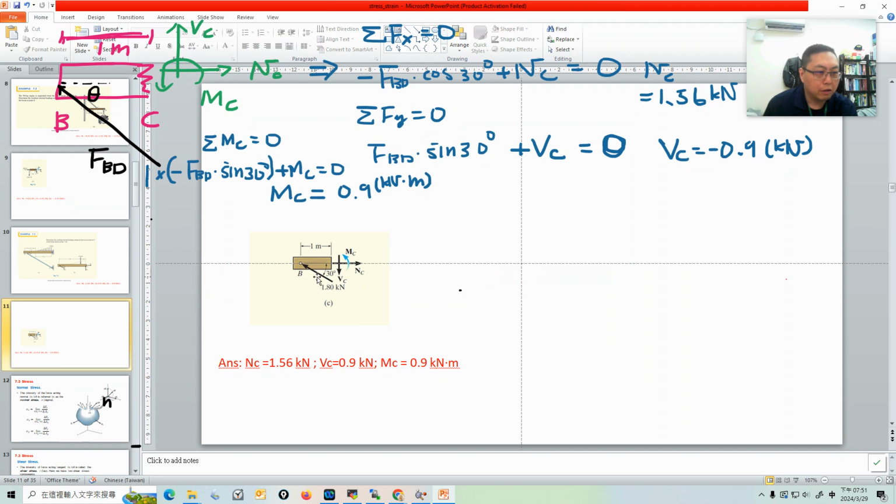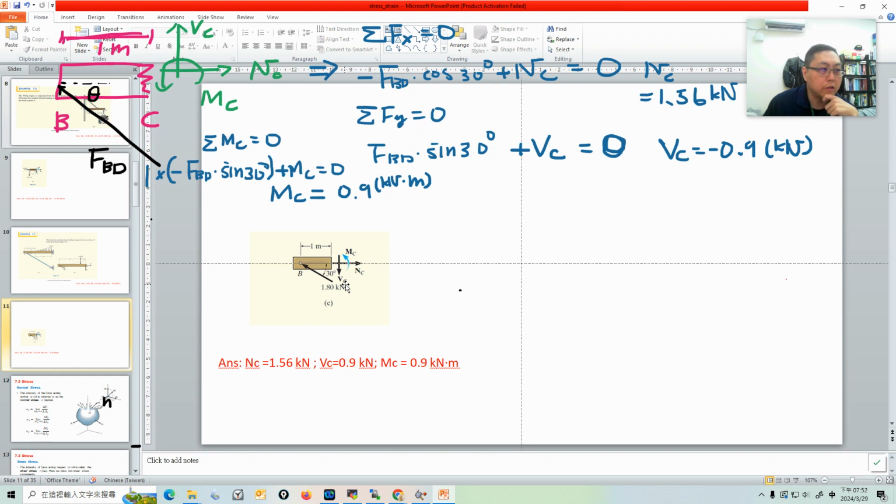This is the assumption from the textbook. The textbook also calculates from the left. We are on the same page, calculating from the left. But let's see its initial assumption. Its initial assumption is NC pointing to the right. That's the same assumption as ours, so we have the same answer on NC. That's no problem. And look at the moment MC at C. We have the same initial assumption, counterclockwise positive, so that's why we have the same answer as the textbook.